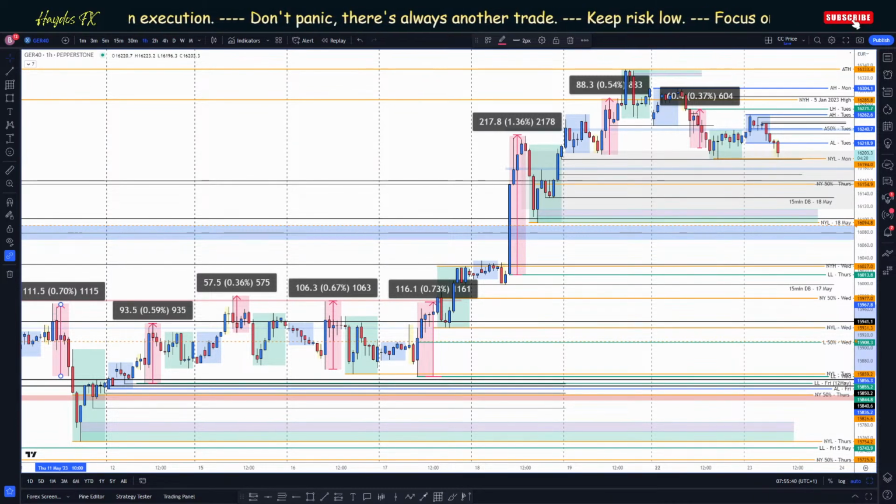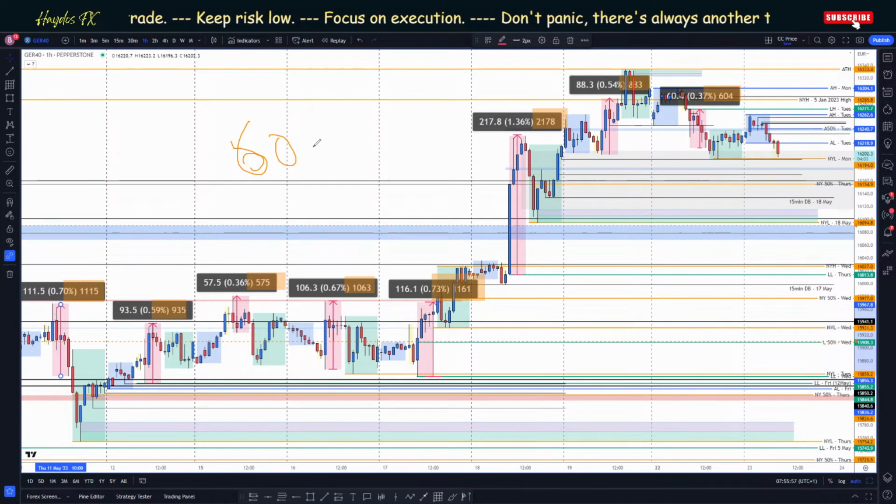All right, so see here. We've got 111 pips, 93 pips, 58 pips, 106, 116, 217, 83, 60. So we're looking at somewhere between 50, let's just call it 60. This is the outlier for sure. So somewhere between 60 and 110 on average.